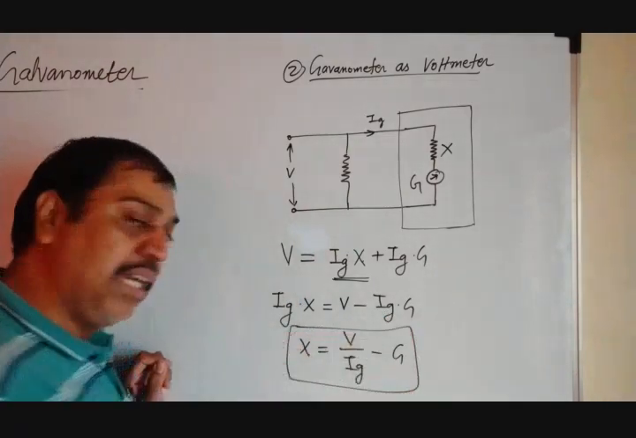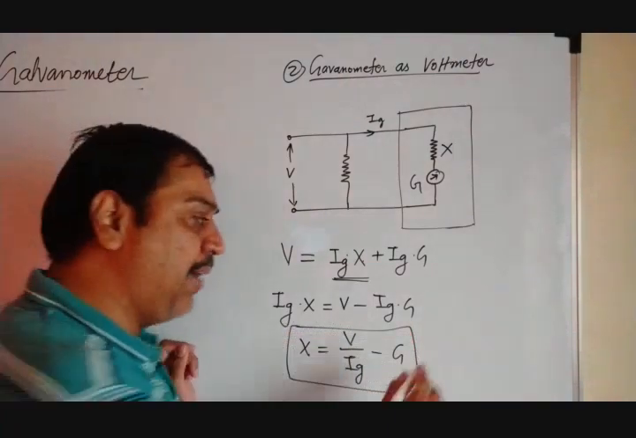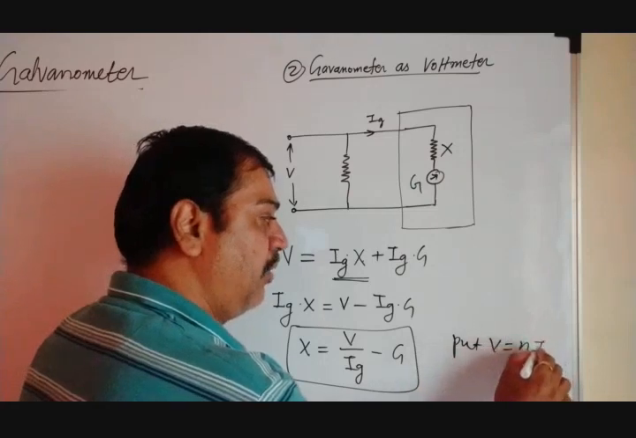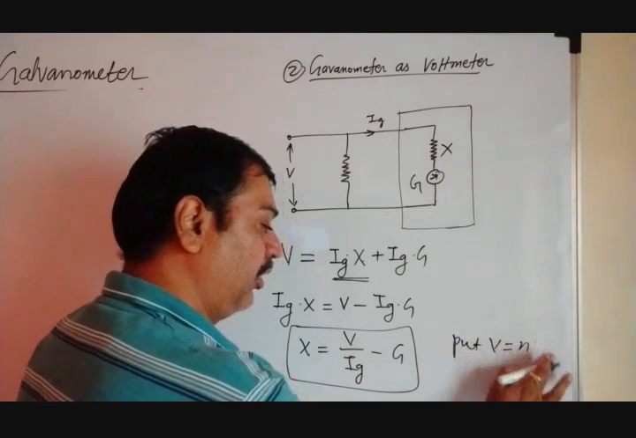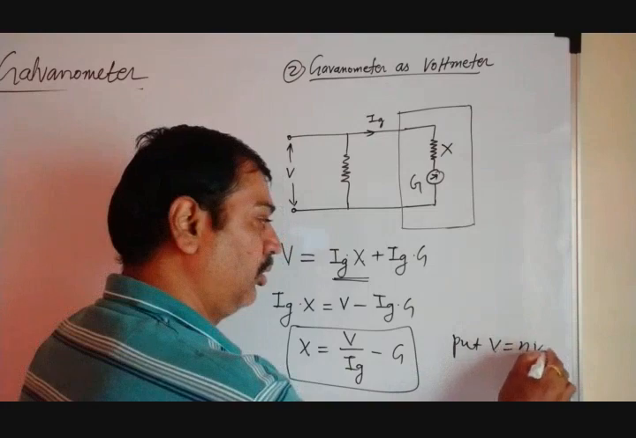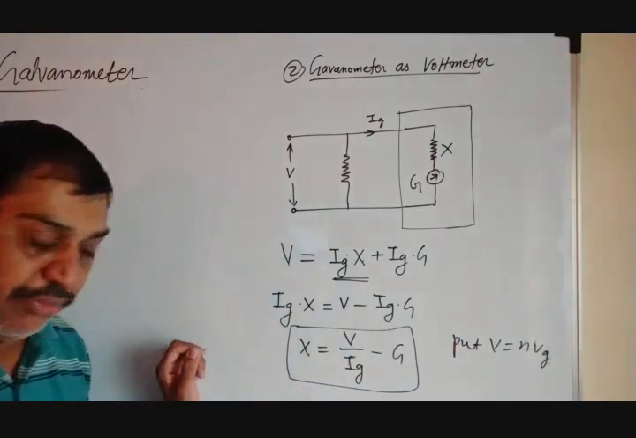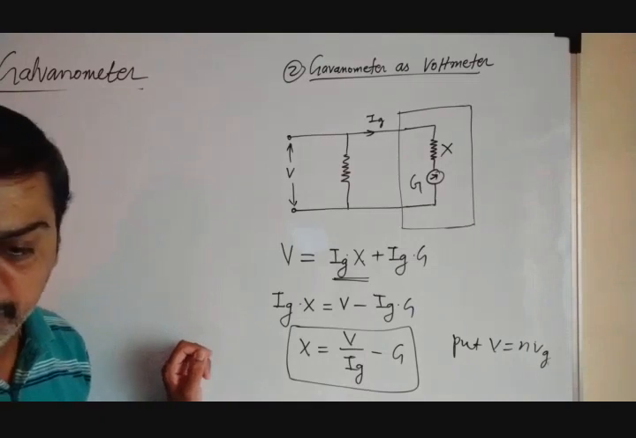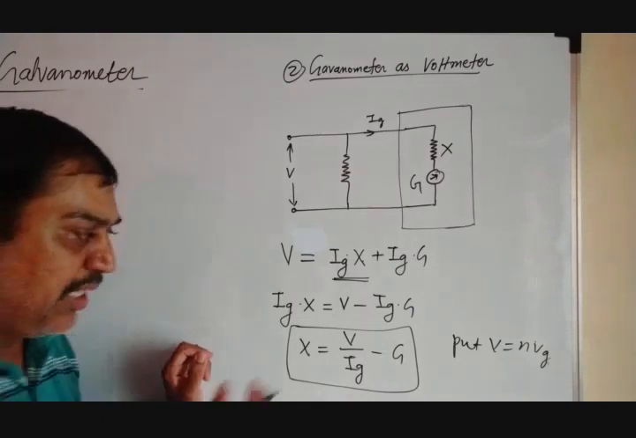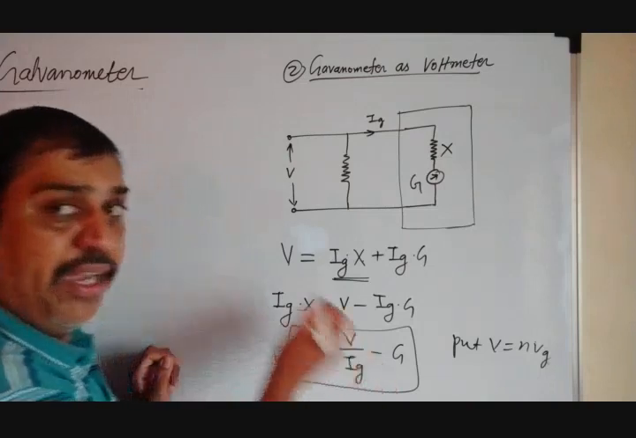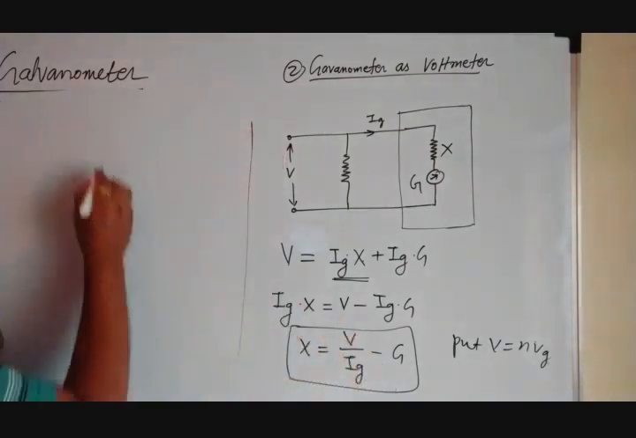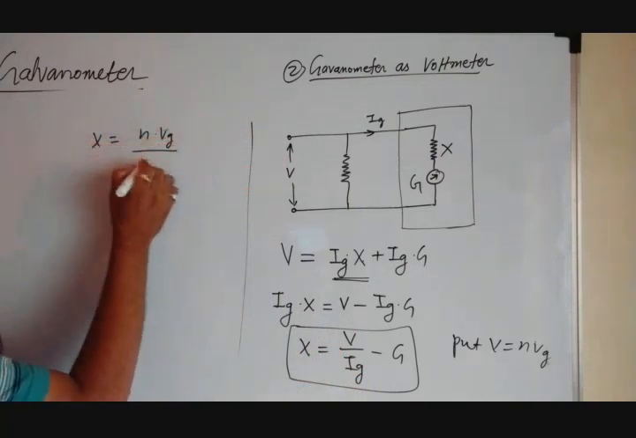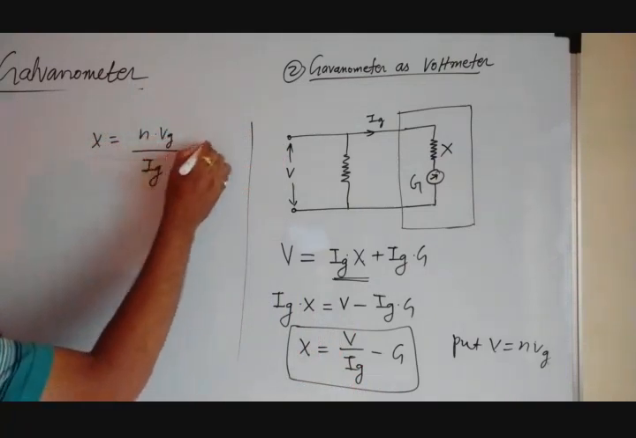If we want to increase the range of the instrument by n times, then we have to put V equal to n into Vg. If you put this value, you can solve it further. Putting that value in this equation, what do we get? I will write it on this side a little bit. So we get X equal to n into Vg divided by Ig minus G.